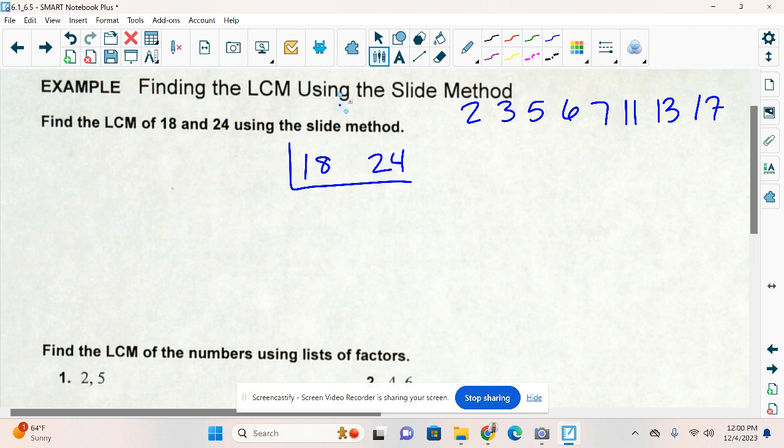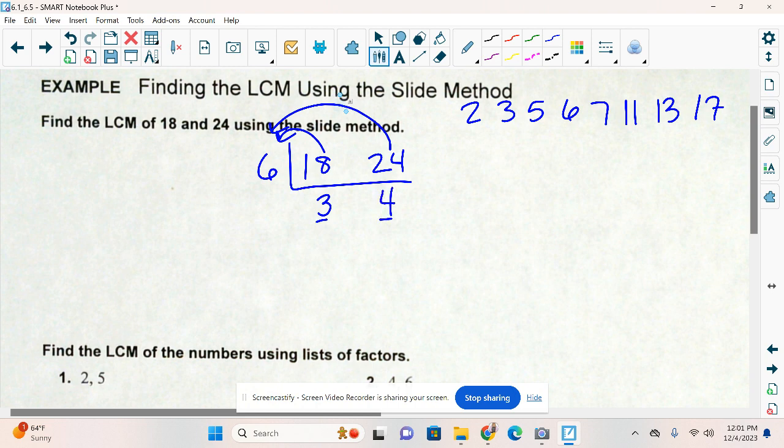Do we only have to use these numbers? No. If you know your multiplication facts and you know something that 18 and 24 have in common already that's not on this list, you can use that. And the bigger the number, the fewer steps you have to take. So if you think about 18 and 24, what do they have in common? 6. Okay? So we would do 18 divided by 6 is 3. And we would do 24 divided by 6, which is 4.